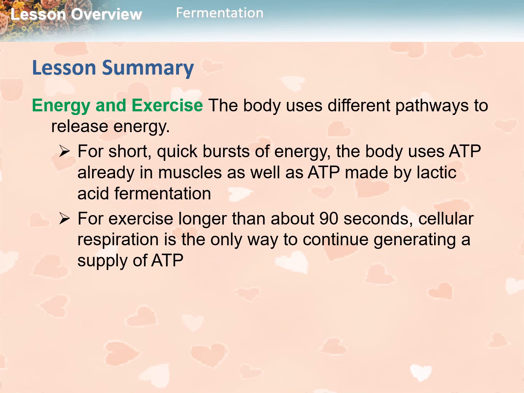Energy and exercise. The body uses different pathways to release energy. For short, quick bursts of energy, the body uses ATP already in muscles, as well as ATP made by lactic acid fermentation. For exercise longer than about 90 seconds, cellular respiration is the only way to continue generating a supply of ATP.